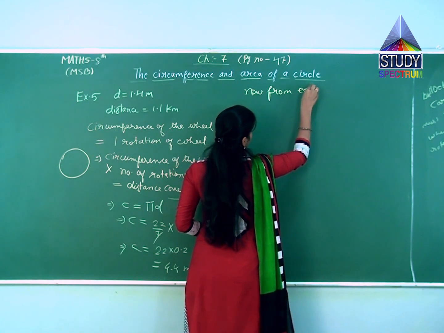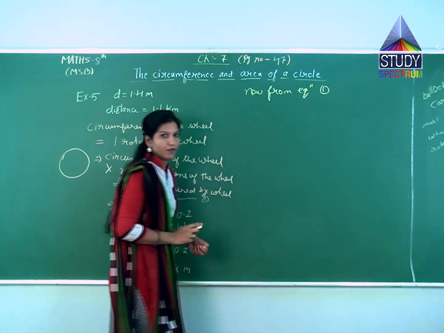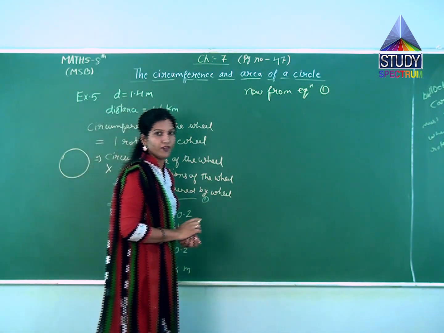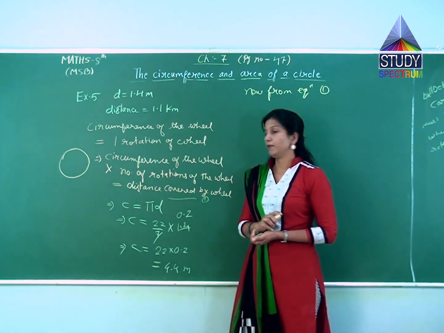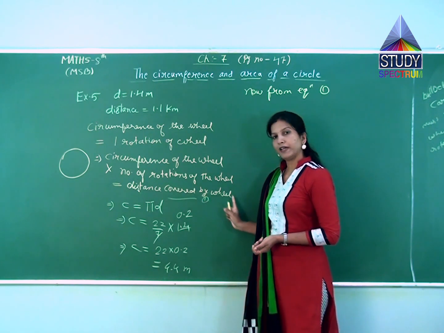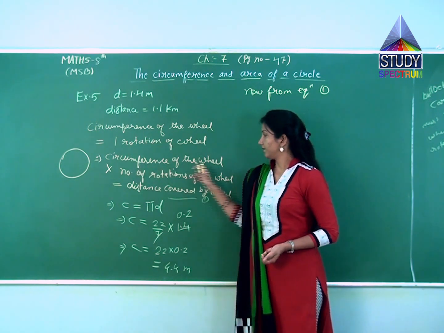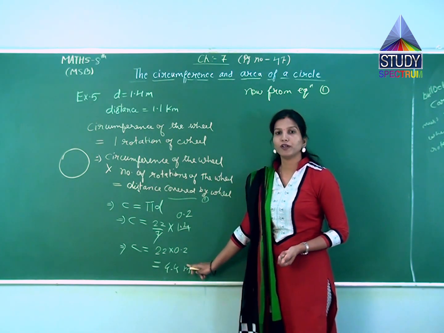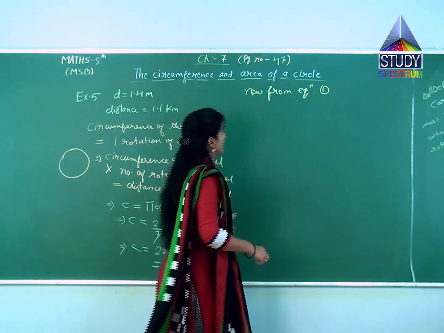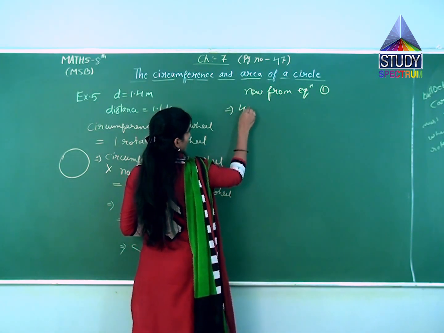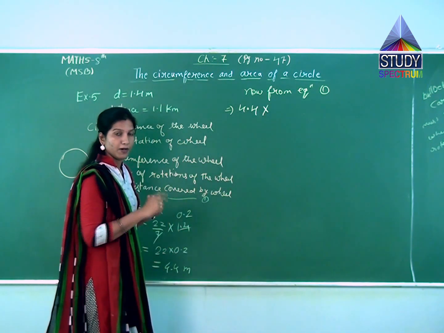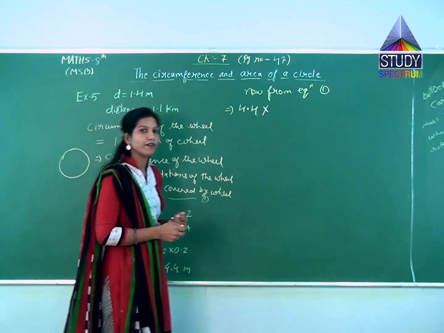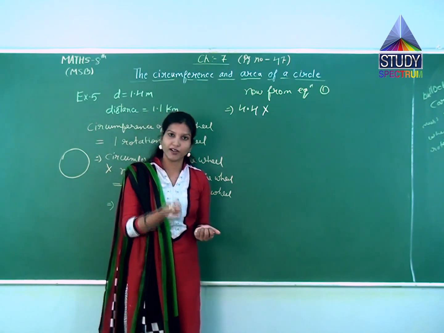From equation number 1, what is equation number 1? Circumference of the wheel into the number of rotations of the wheel will be equal to the distance covered by the wheel. What is the circumference of the wheel? That is 4.4 meters. So here we will write 4.4 meters into number of rotations of the wheel. Do we have the number of rotations? No, we have to find this out.